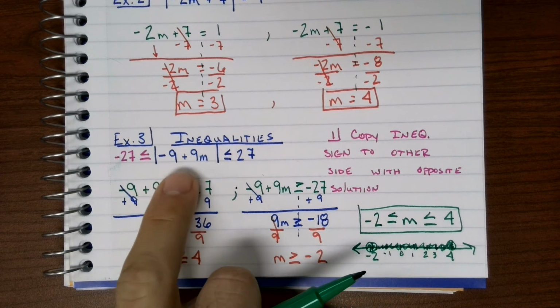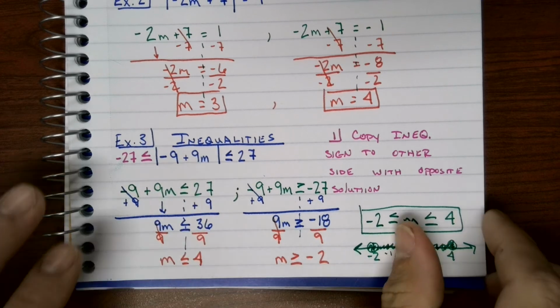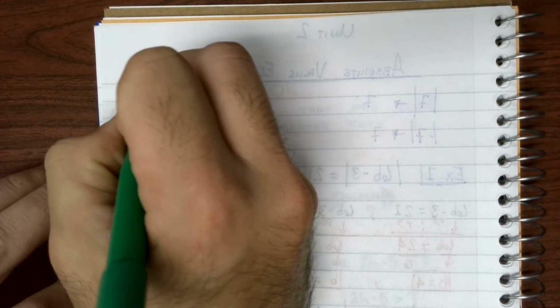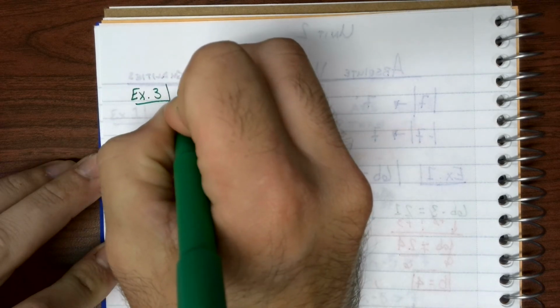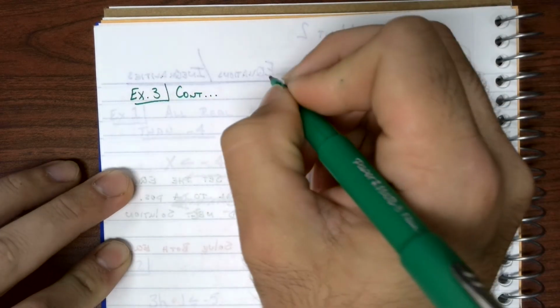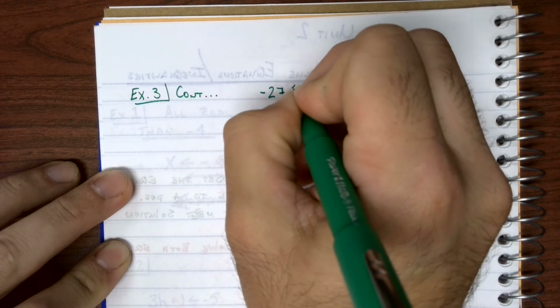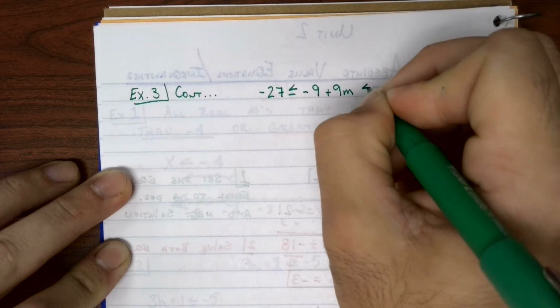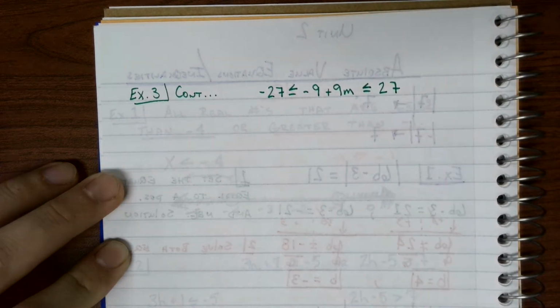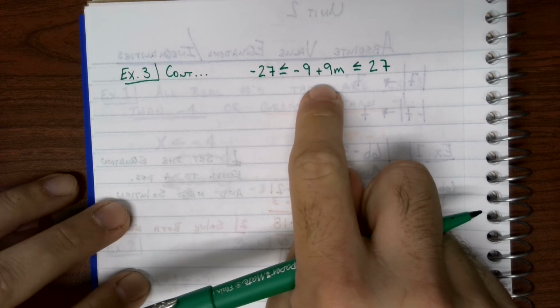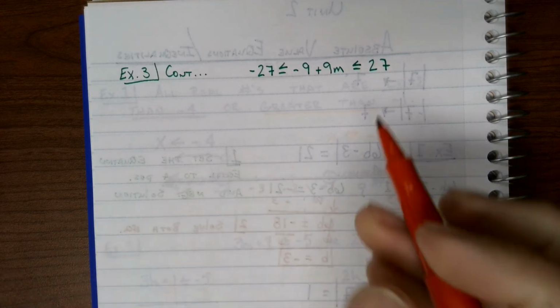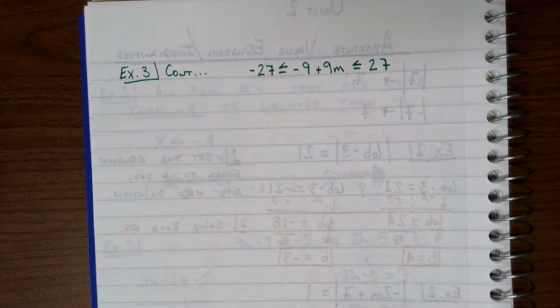Okay. So that's the way you could do that. Now, we could also solve it from right here, and I'll show you guys how to do that. All right. So example 3 continued on the back side here. So we had negative 27 less than or equal to negative 9 plus 9m less than or equal to 27. Now notice I took the absolute value bars off because we've added our second solution here.